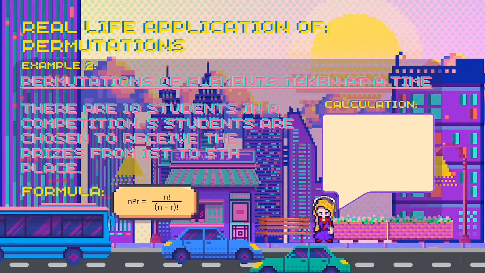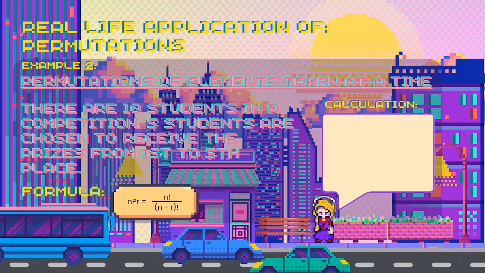For the second example, there are 10 students in a competition. 5 students are chosen from the 10 to receive the prizes from first place to 5th place. For this one, the number of students is not equal to the number of possible places in which they will receive the prizes. So we will have to use the permutation formula, which is nPr equals n factorial over n minus r factorial, where n represents the initial number of students, which is 10, and r represents the number of students chosen, which is 5.